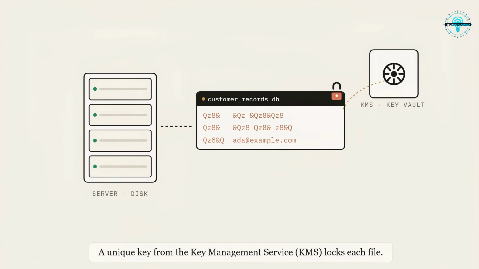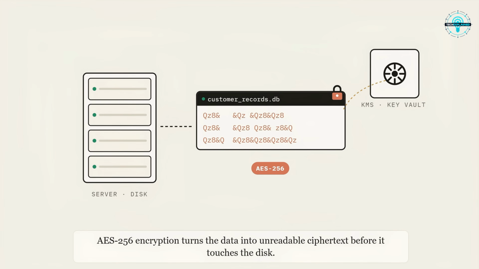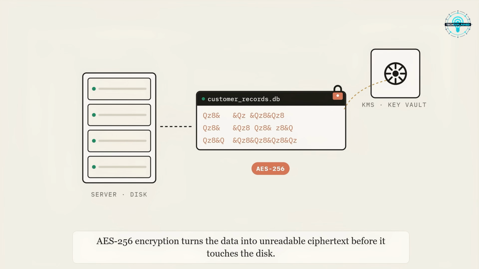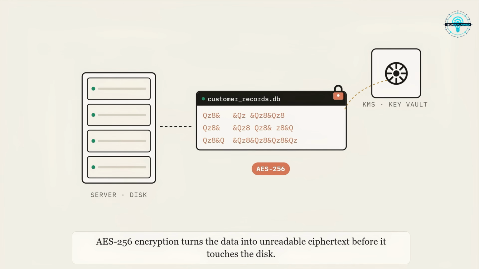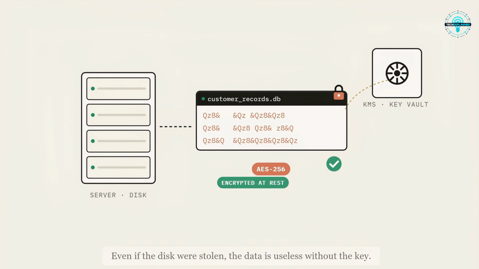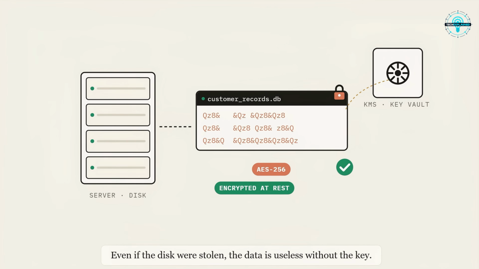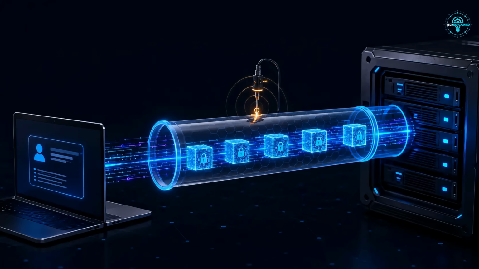A service called KMS helps control the encryption key, while AES 256 turns the data into unreadable text before it's stored. Look at that. Perfectly readable customer records have become complete gibberish. If someone steals the disk, that's all they get. Without access to the key, the information is useless.